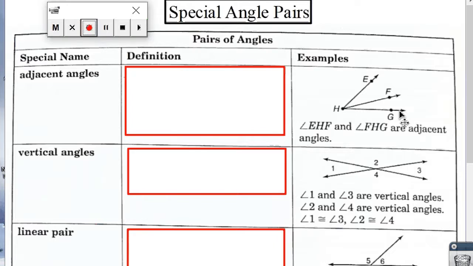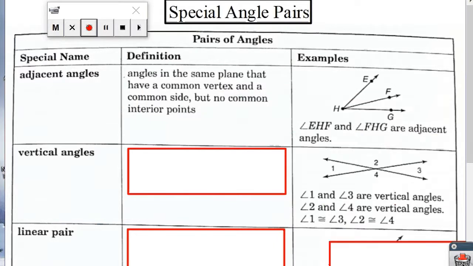Now, we do want to get just a little bit more specific though, and give it a mathematical sounding definition. They're angles in the same plane, so we could draw them on the same piece of paper. They have a common vertex, so notice how each of these have their vertex at H. And they have a common side, so both of these angles share this side HF. But they have no common interior points.